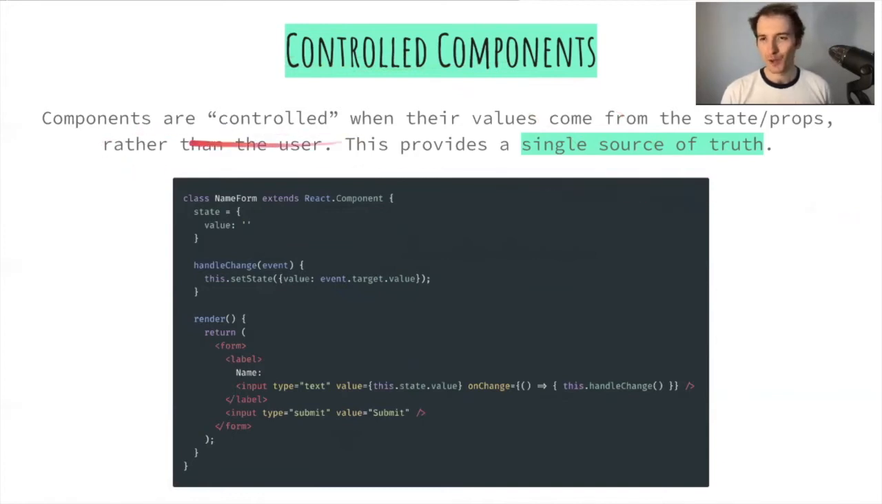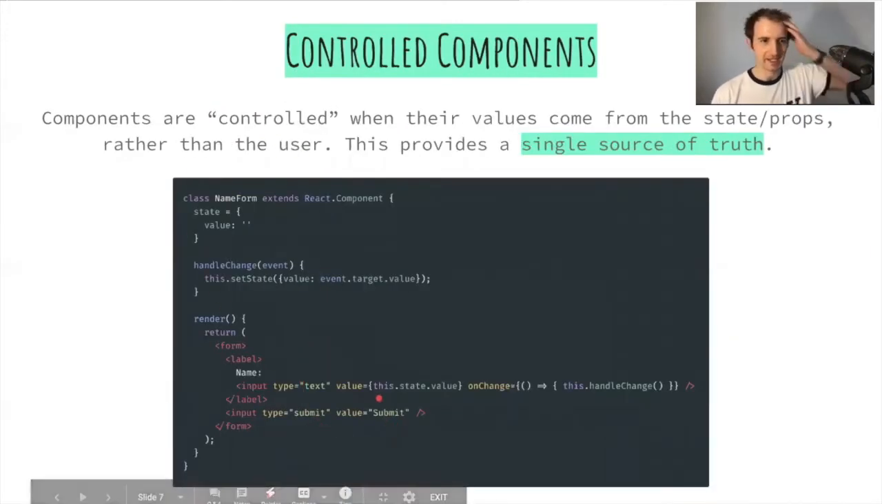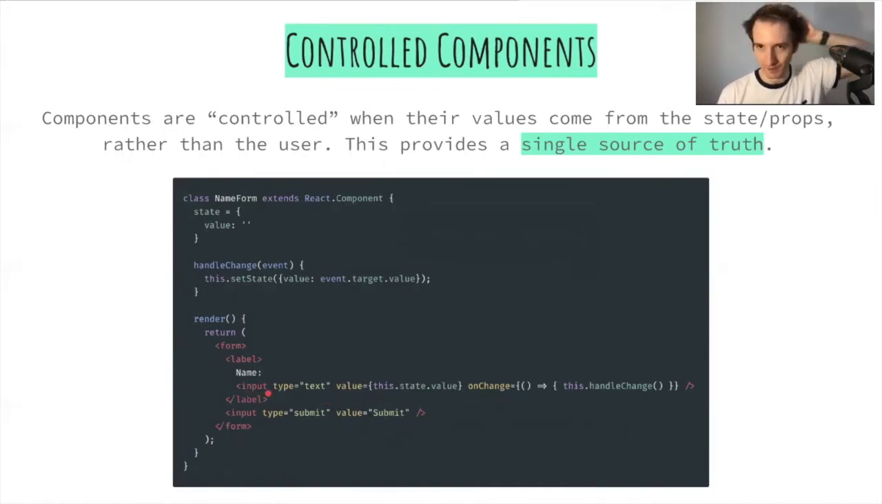We say a component is controlled when all of its values come from either state or props, rather than user input. So there's a single source of truth for a component, which is the props that we're passing in. The simplest example here is when we have an input, a text field for example. We want to log into Facebook, so we're typing our name into the username field, let's say.